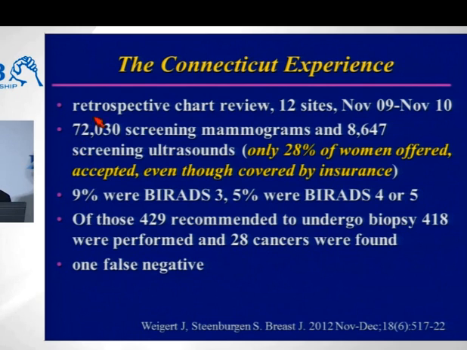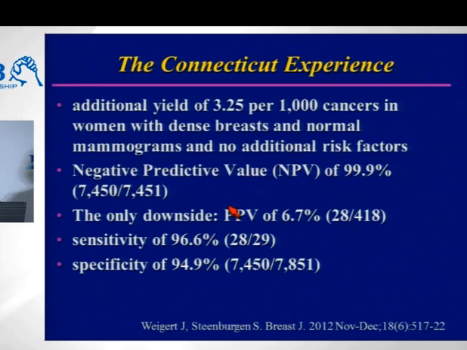They did a retrospective chart review that's been published, 72,000 screening mammograms and almost 9,000 screening ultrasounds. 9% were BI-RADS 3, 5% were 4 or 5, and of those recommended to undergo biopsy, out of 429 women, 418 were performed and 28 cancers were found with 1 false negative. So they had an additional yield of 3.25 cancers per 1,000.